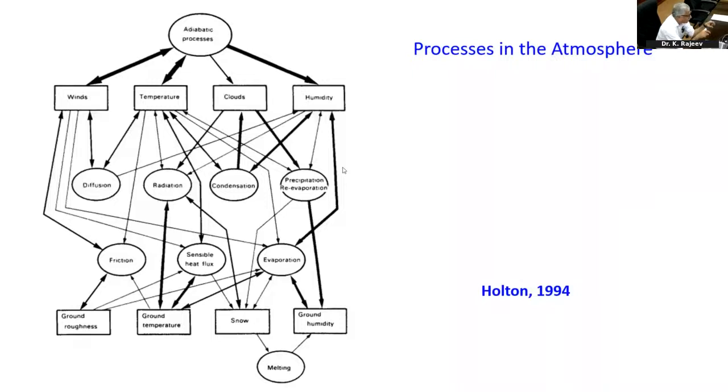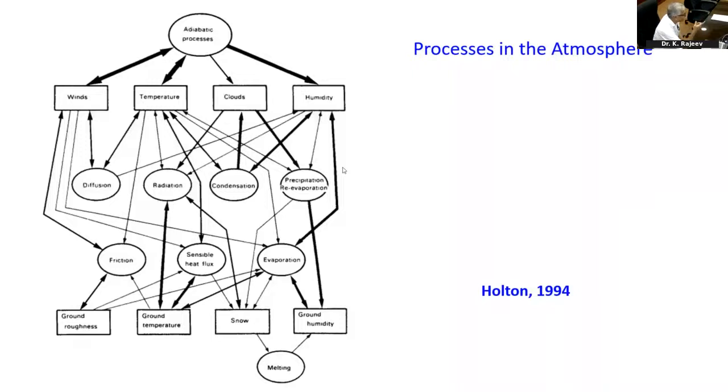The processes involved, these are the parameters: diffusion, radiation, condensation, precipitation. Controlled by the next layer, again the parameters and processes: sensible heat flux, evaporation and friction. And at the ground, what is happening? That is ground temperature, snow, and humidity. I'm not telling you to understand all these things, but just appreciate the complexity of the processes.